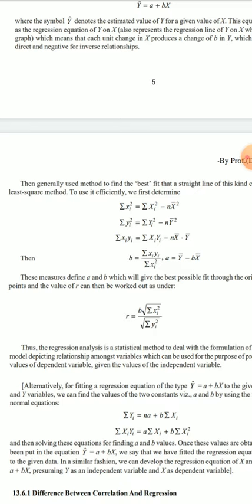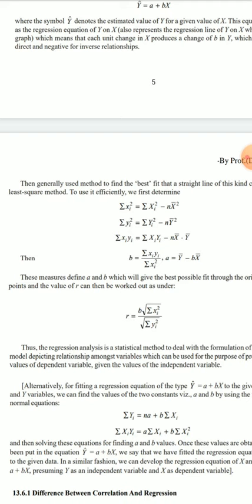Third point: correlation is a relative measure of relationship between x and y, whereas regression is an absolute measure of relationship between x and y. These are the three major differences between correlation and regression.